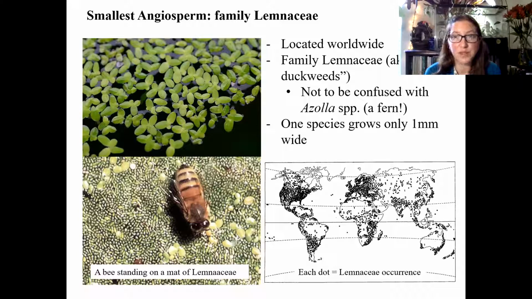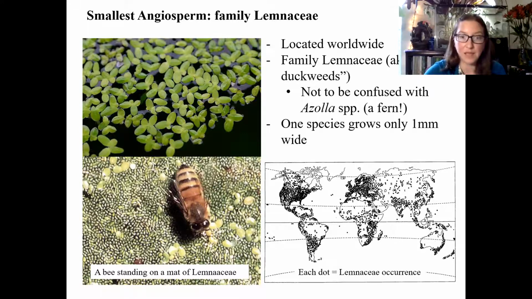Is not to be confused with the ferns I showed you, those tiny little ferns, not to be confused with that, which is also called sometimes duckweed. But anyways, look at this bee. This is a bee standing on a mat of duckweed, just to give you an idea of how very small. And I think we may have highlighted this during the leaf lab, maybe, or lecture, to show you the different sizes of leaves. Yeah, I think I did.